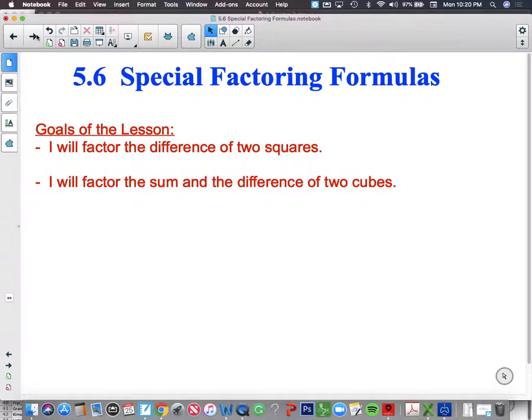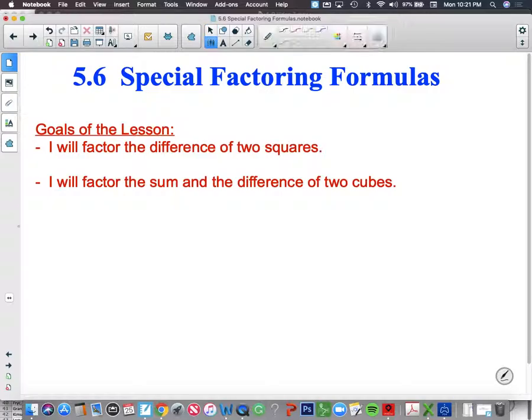Okay, so 5.6, we're working through special factoring formulas. And I'll have a sheet at the end of the video that I'm going to print off when I come back, and I'll hand it out to you guys. But for the time being, I want you guys to write down some of the formulas or the patterns. Okay, so we're going to have these two, difference of two squares and difference of two cubes.